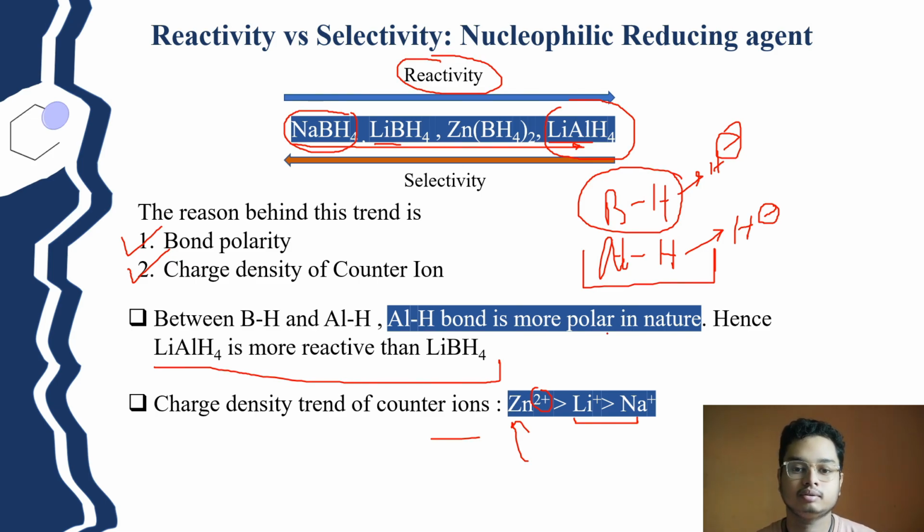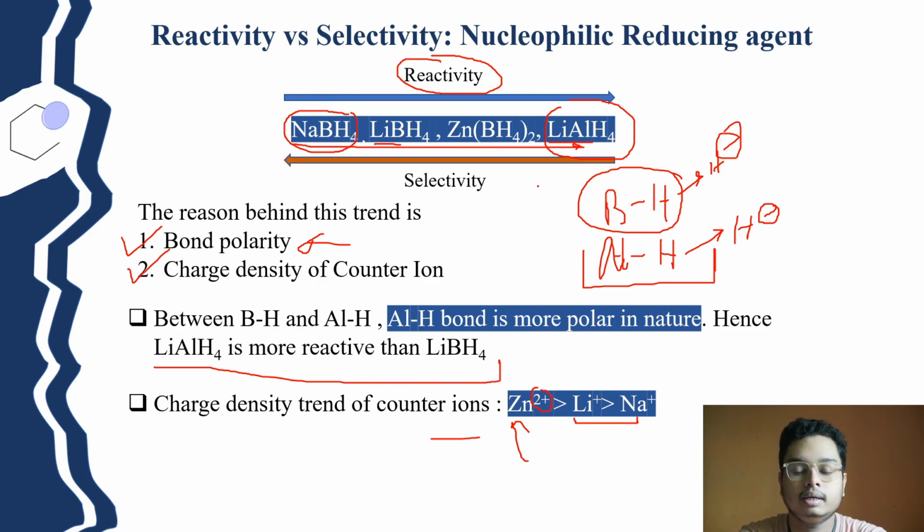ultimate, stronger reducing agent because it has the AlH bond, which has the highest bond polarity of these three, as well as a good amount of charge density. These two factors help lithium aluminum hydride to be the best, the strongest nucleophilic reducing agent.